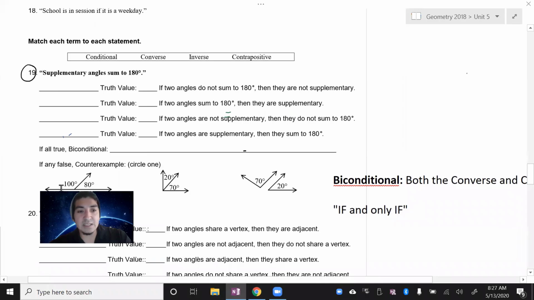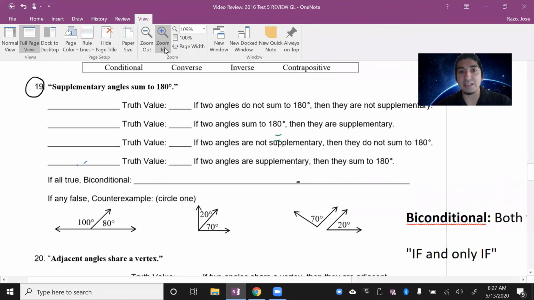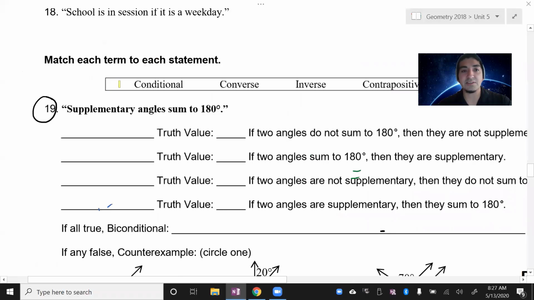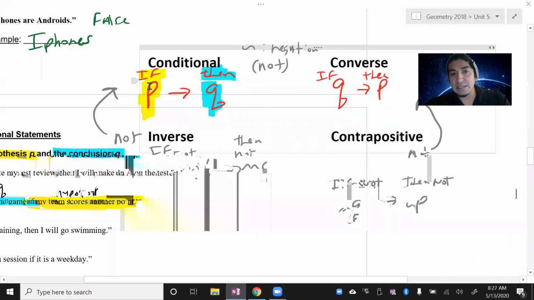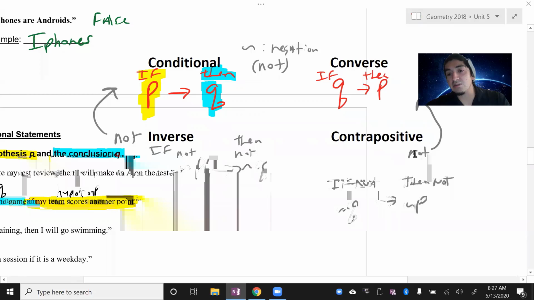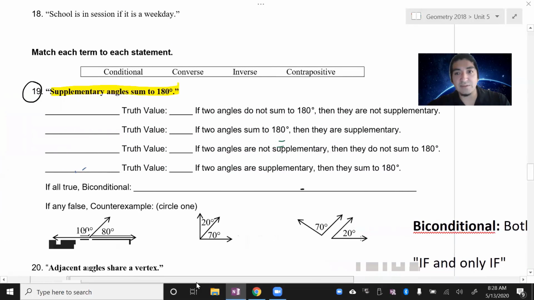Okay, so for number 19 from the review, one way to consider this is that we have to turn the statement we're given into a conditional. So is it if P then Q, or if Q then P for converse, or if not P then not Q for the inverse, and for the contrapositive it was if not Q then not P, which is the not of the converse. If you're a little confused on those, make sure you check out the previous examples.